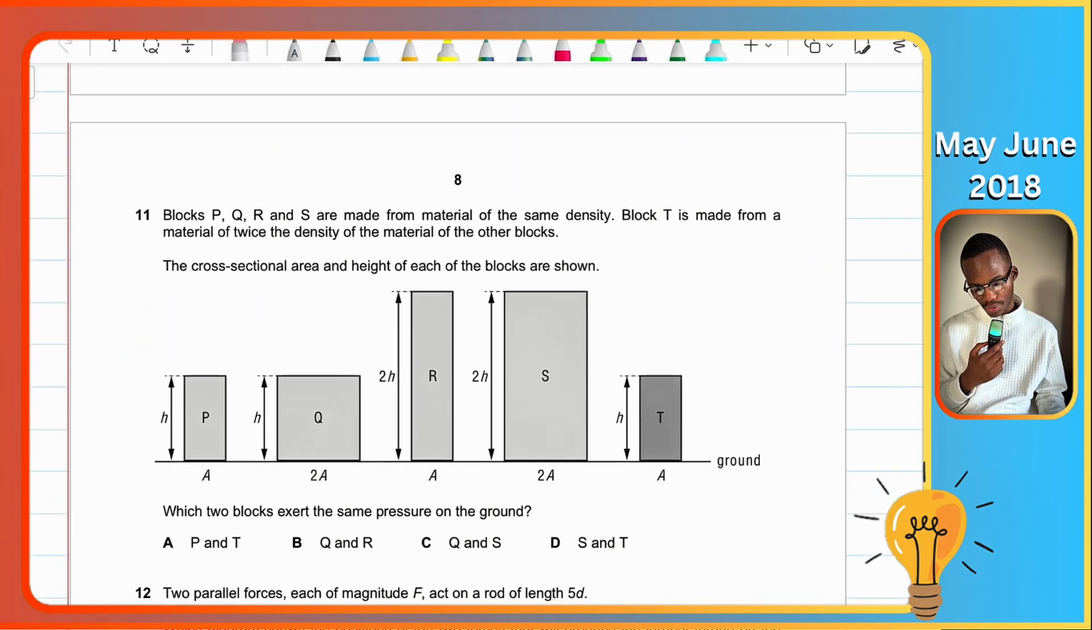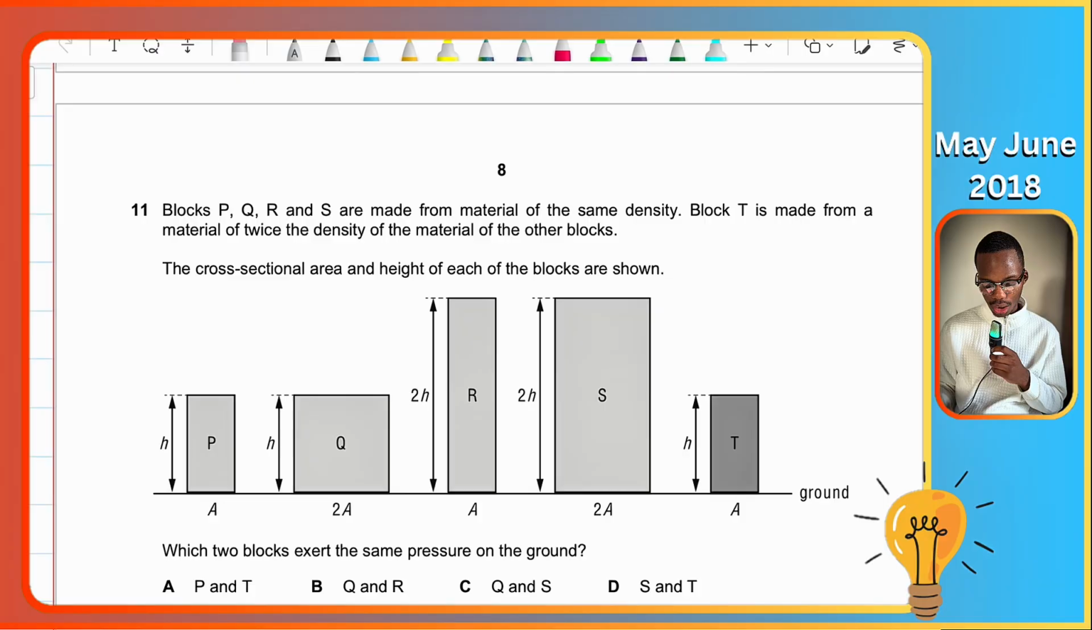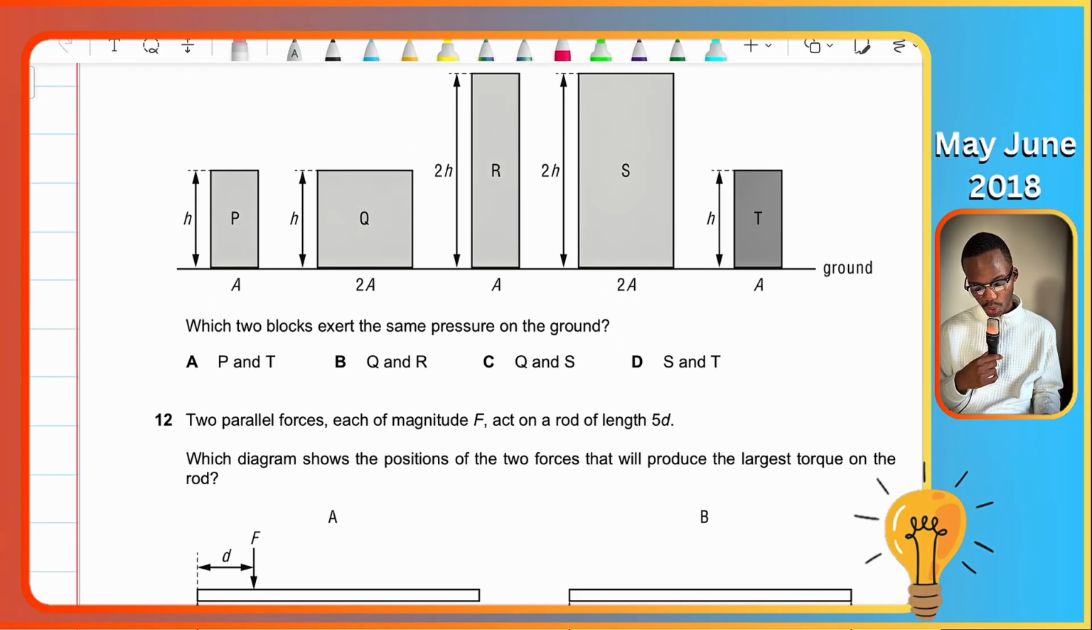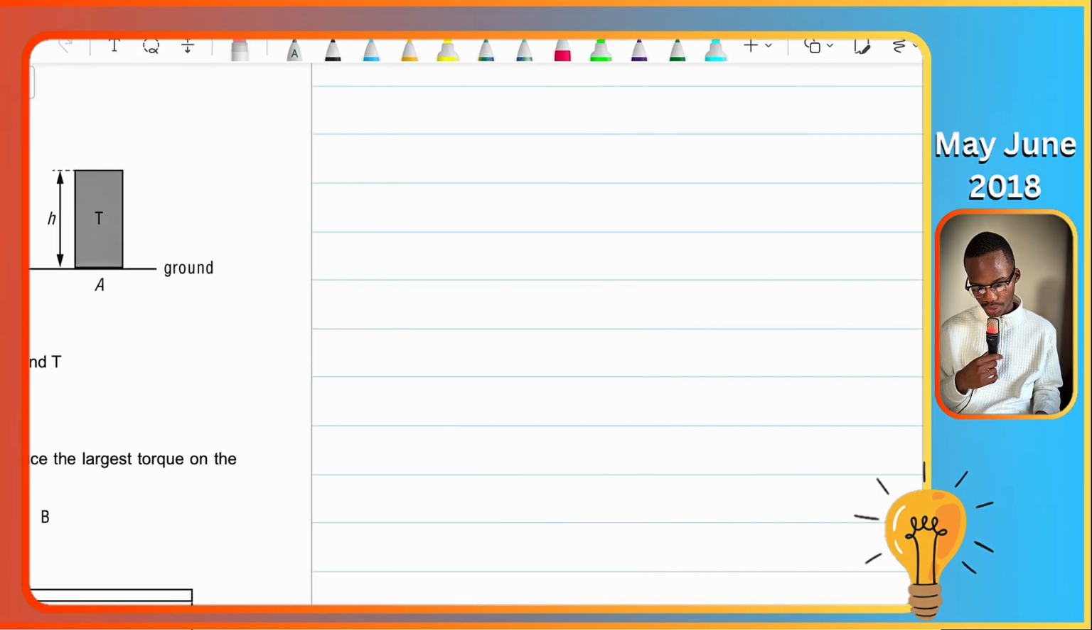Question 11. Blocks P, Q, S and R are made from material of the same density, but block T is made of material of twice the density of the other blocks. The cross-sectional area and the height for each of the blocks are shown below. Which two blocks exert the same pressure on the ground?